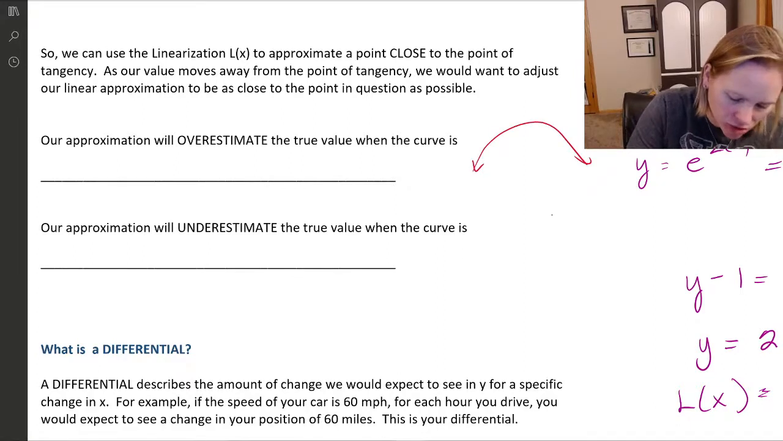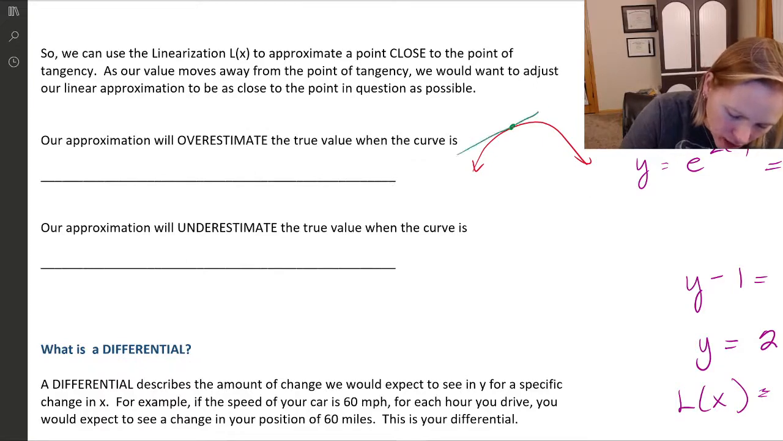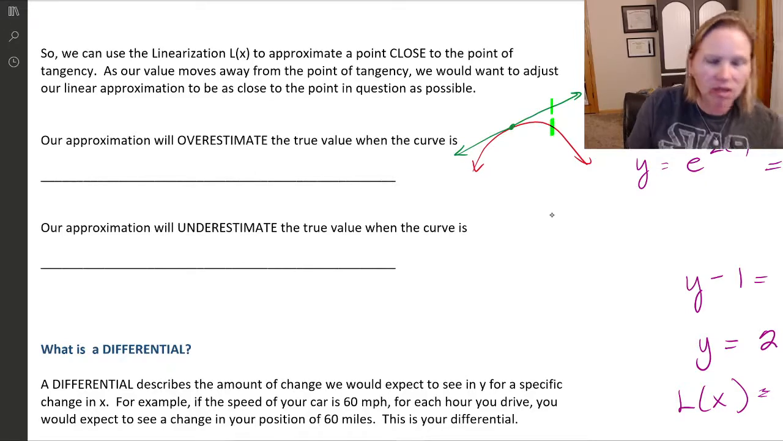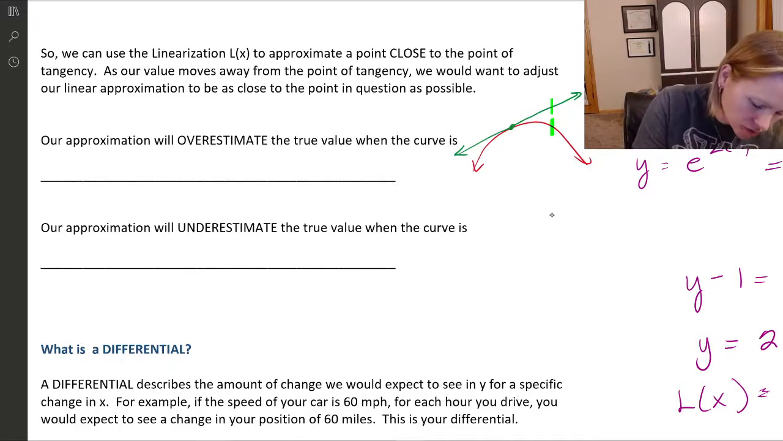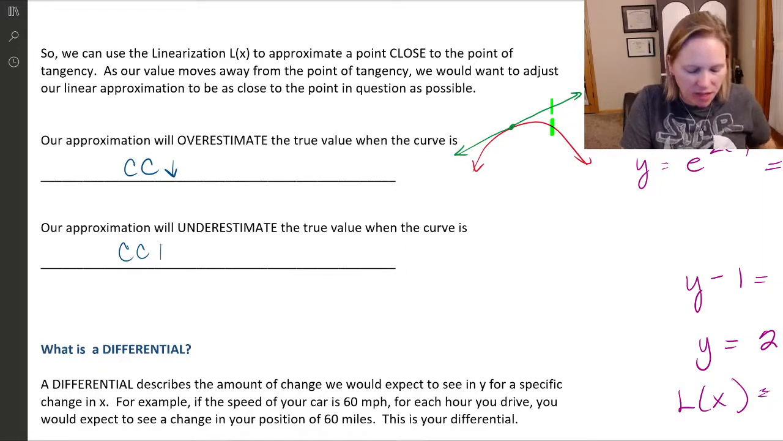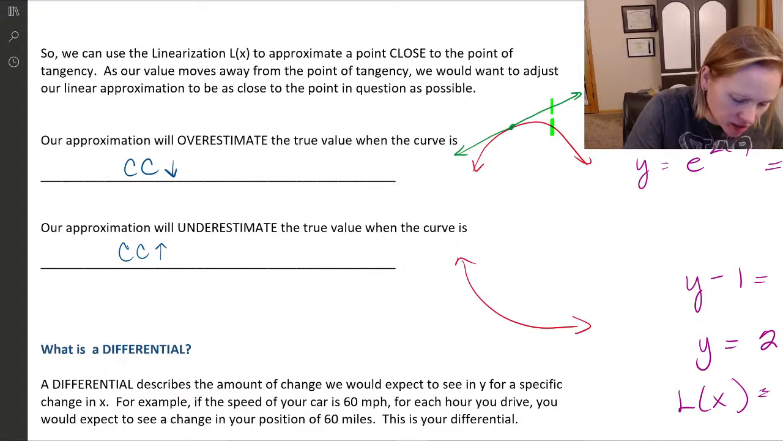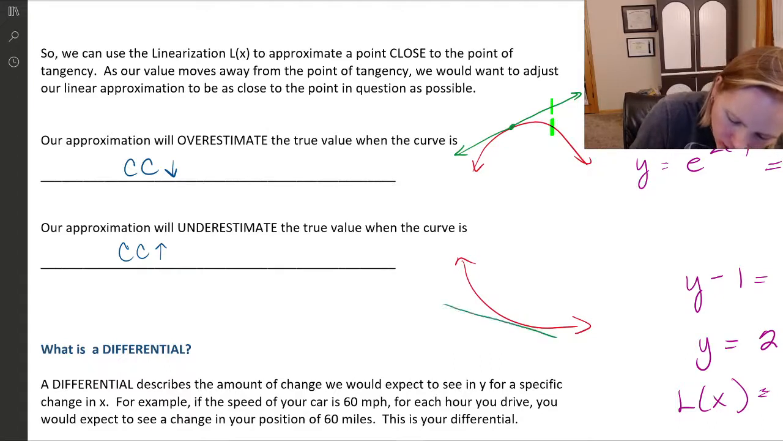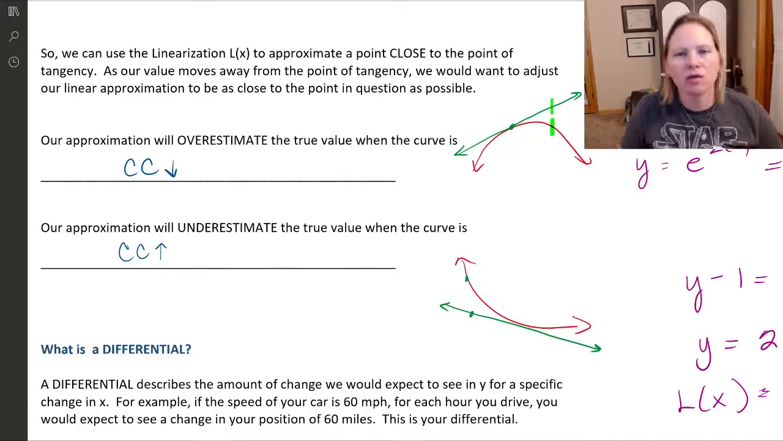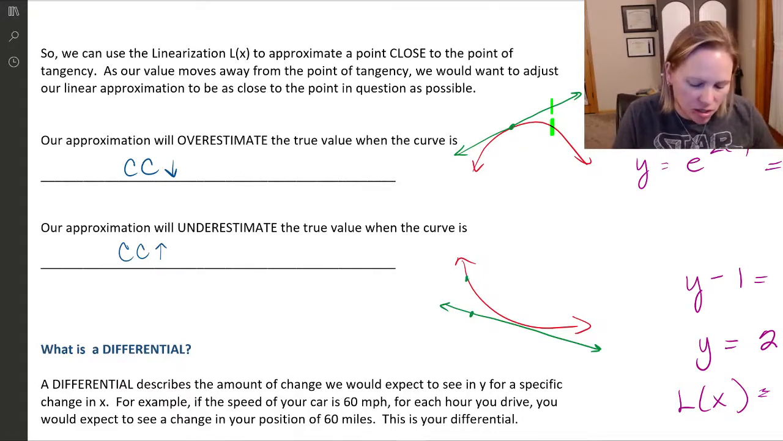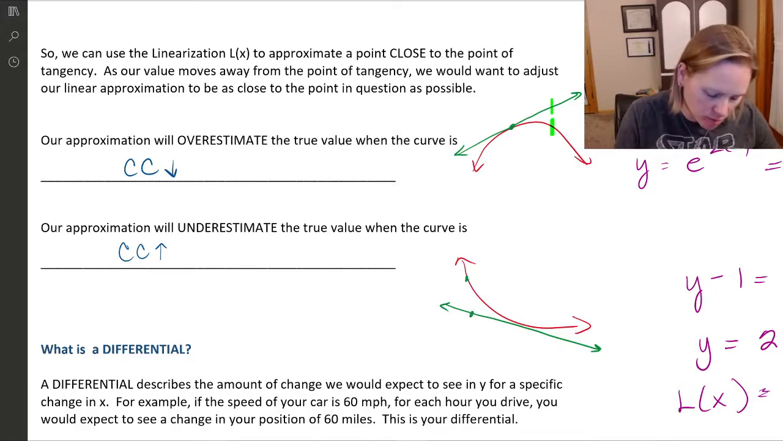And so if this is my original function, wherever my estimate is, if I'm trying to estimate right here, well, I'm going to come in above. So we overestimate when the curve is concave down. We're going to underestimate when our curve is concave up. And that has to do with, if this is the curve, my tangent line will always come in underneath. Okay, so if this is what we're going for, we're always going to be below. So that's a good way to think about it. I always just draw a picture. I'm not good at memorizing.